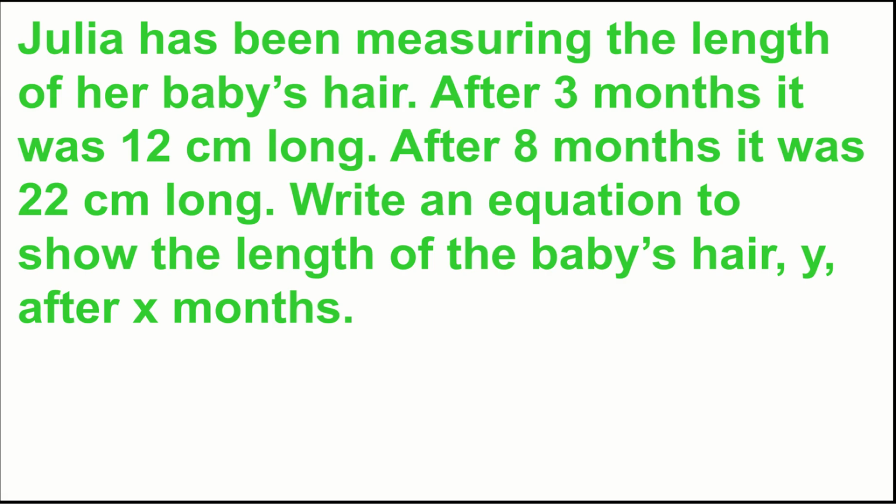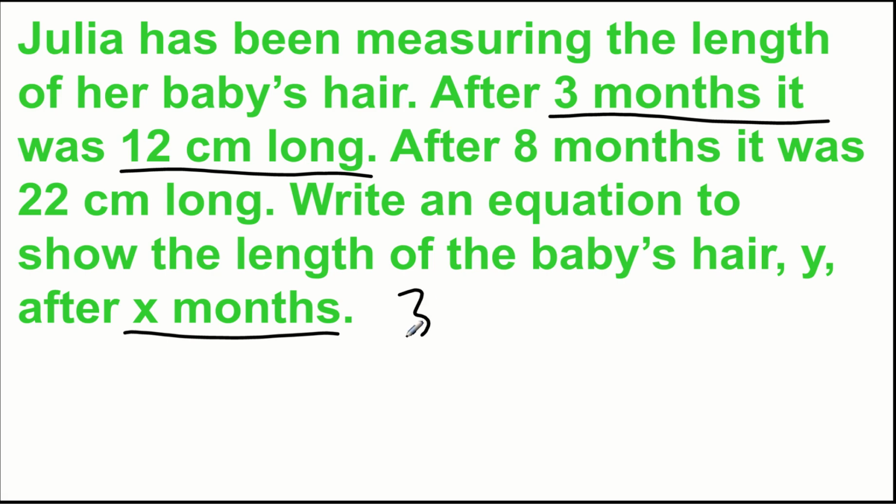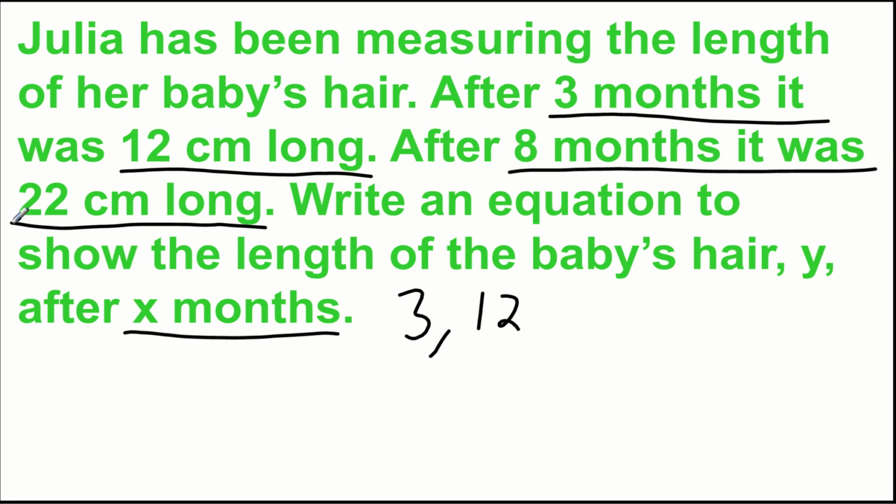All right, you need to pay attention to what they are telling you in the problem. It tells us x months. That means months is the x value. Generally, the things are grouped together by sentences or just grouped together within one sentence. But we got 3 months, 12 centimeters long. Those go together. That's an ordered pair. Then for the other one, we got 8 months, 22 centimeters long.